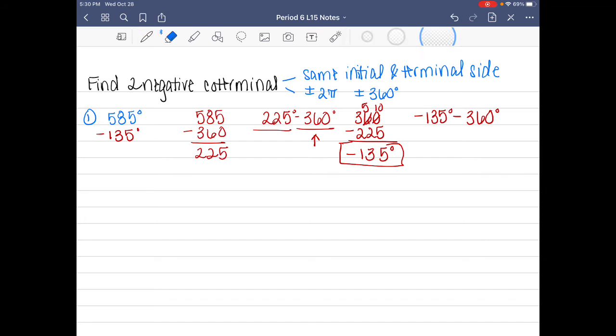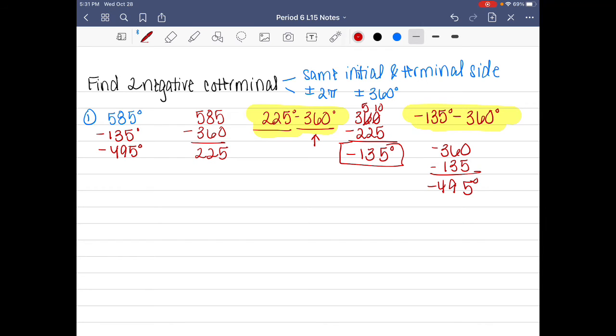Bringing your attention here, right? Opposite signs, we subtract and take the sign of the bigger number. Same sign, we add and take the sign. All right, so we're going to be adding these two together and take that sign, which is negative. And that's negative 495.